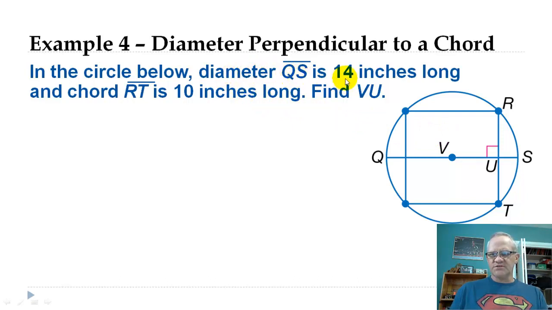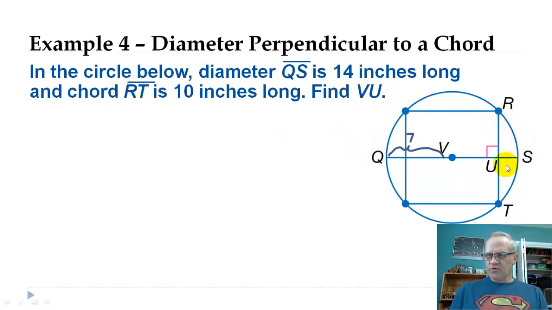All right, first of all, QS is 14 inches long. QS is the whole diameter. So that's great to know, but what's even more important, and you'll see in a second, is what's the radius? Well, if the diameter is 14, the radius is 7. So that's the radius there. I didn't quite get all the way to the center, but this is a radius. From Q to V is 7 inches. That's the radius. Okay, we got chord RT is 10.